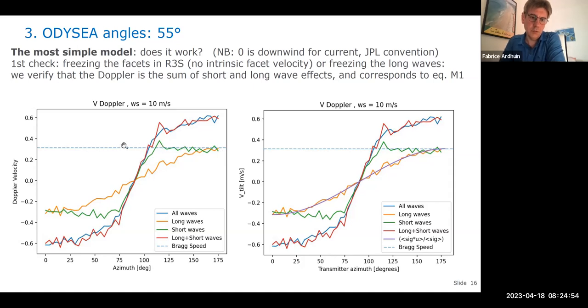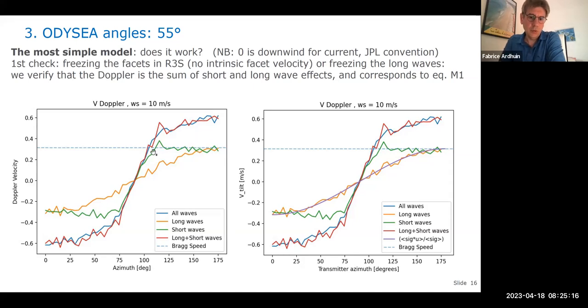So the theoretical Bragg velocity here is this dashed blue line. And you have almost a top hat function if you have waves in only one direction. Because there's actually a transition between waves and some energy in the opposite direction, you get some smooth transition between these minus 31 centimeters per second and plus 31 centimeters per second.